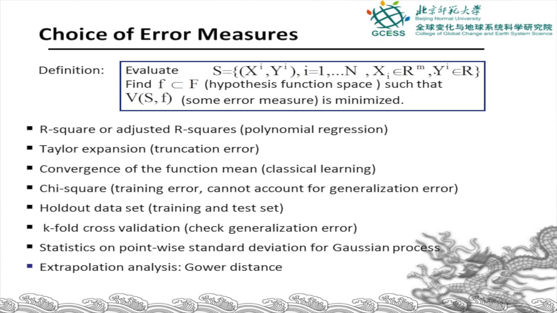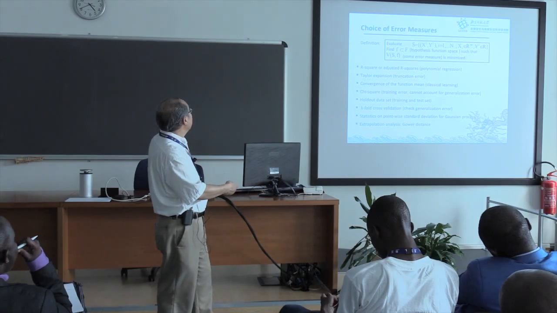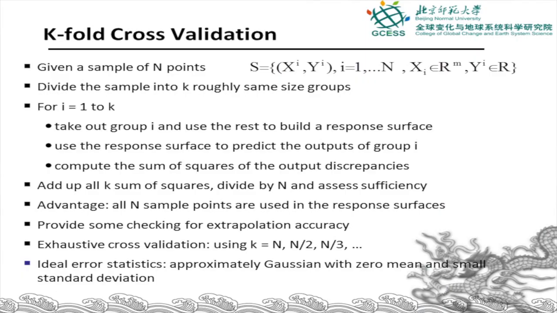You have to validate the surrogate model, so you have to use some kind of error measure. There are all kinds of different error measures, and I don't have time to go through them. One way to do the validation is so-called k-fold cross-validation. How do you do it? Suppose I use 200 samples to construct the surrogate model, and I divide the 200 samples into 10 groups. Each group has about 20 points.